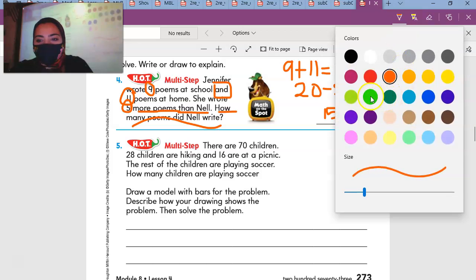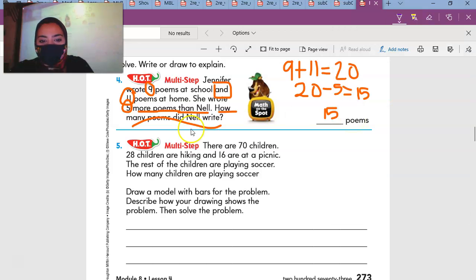Okay. Let's look at the next one. There are 70 children. 28 children are hiking and 16 are at a picnic. The rest of the children are playing soccer. So the rest are playing soccer. How many children are playing soccer? There are 70 children. 28 are hiking and means add.